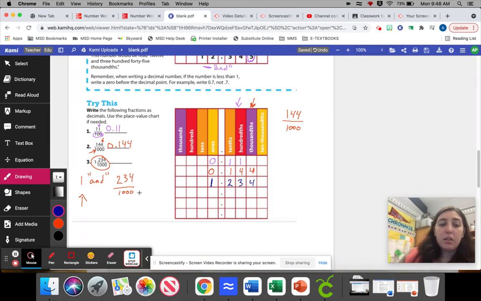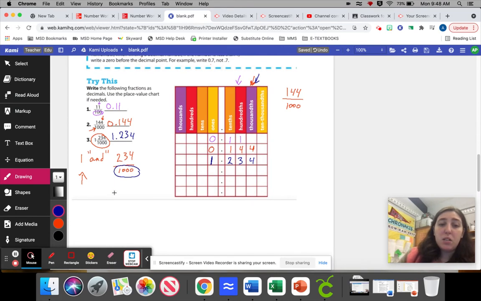Okay, and check. We know that our denominator says thousandths, so we know that our number should end in the thousandths spot. Okay, so the 4 should be going in the thousandths spot. So 1 and 234 thousandths. So that means our decimal is 1.234. All right, so that's all you had to do for this section and for those numbers and how to convert them from a fraction to a decimal.